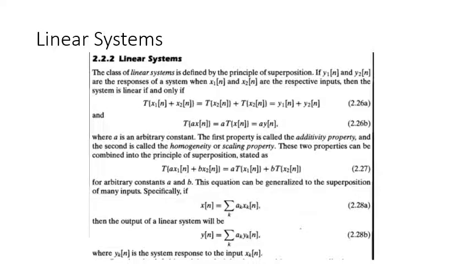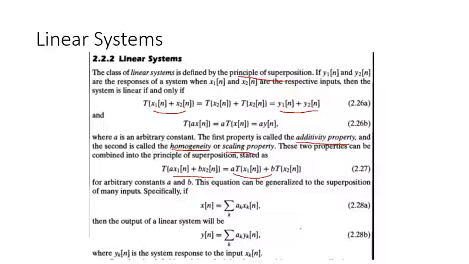Another important class of system is the linear system. A system is said to be a linear system if it satisfies the principle of superposition. Now, the superposition principle must satisfy two conditions: the additivity property and, second, homogeneity or scaling. In additivity, if inputs are added, the outputs must be added. If there is an addition at the input, there must be an addition at the output. If there is multiplication at the input, there must be multiplication at the output.